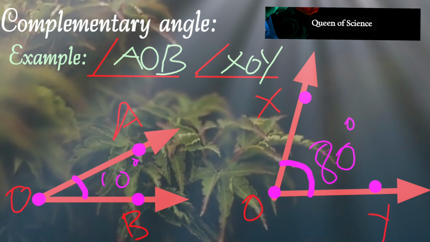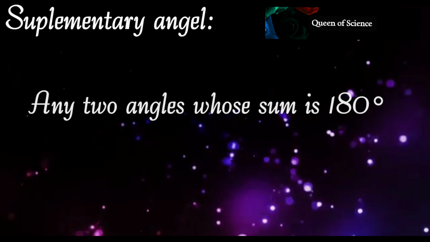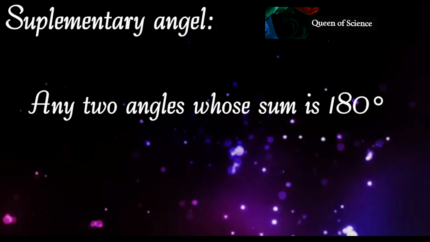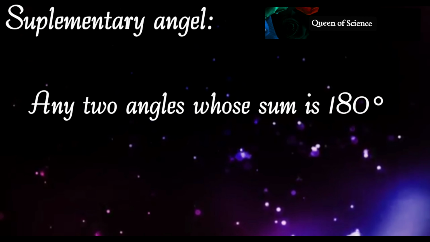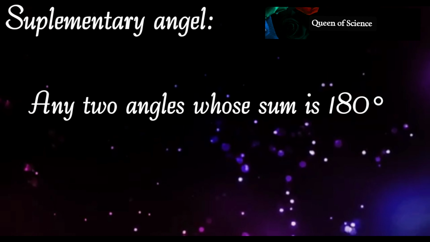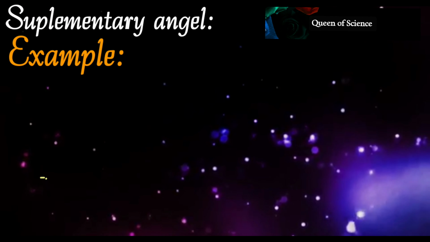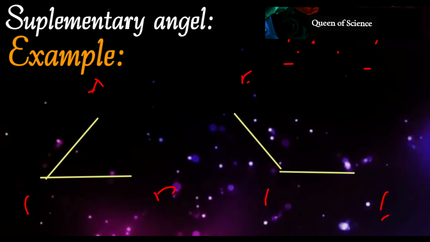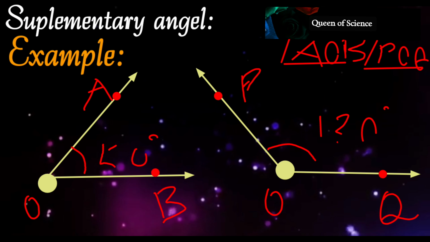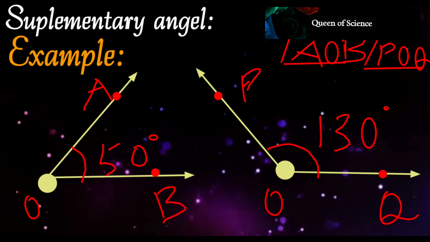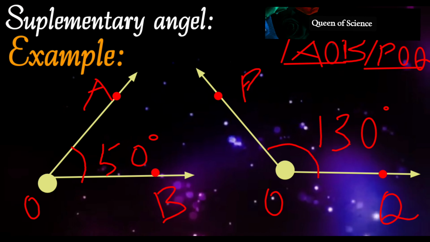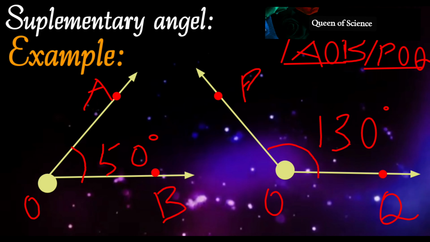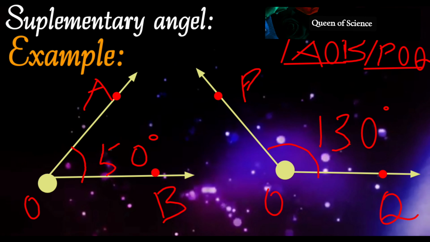The next one is a supplementary angle. Here, any two angles whose sum is 180 degrees are called supplementary angles. When you see this example, one is 50 degrees and another one is 130 degrees. The sum gives 180 degrees. So angle AOB and angle POQ are the supplementary angles, which sum to 180 degrees.